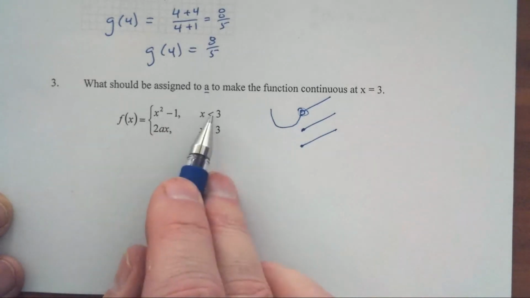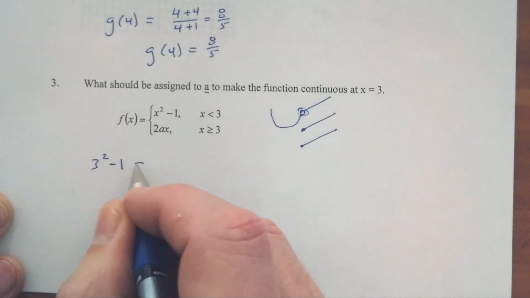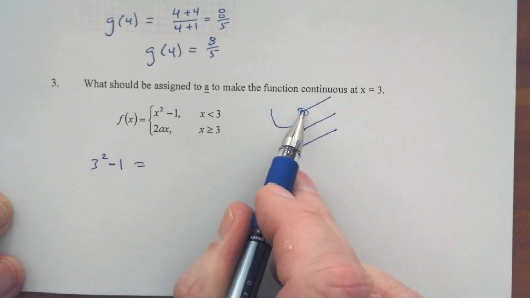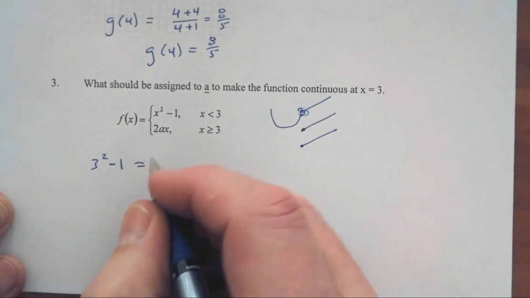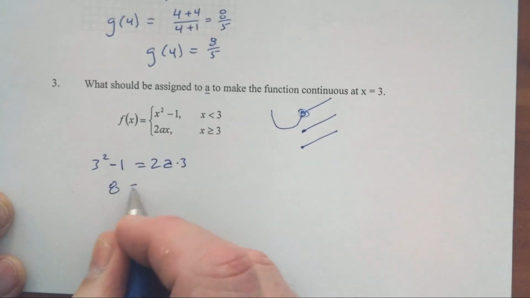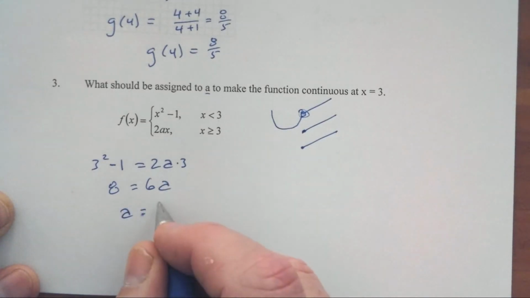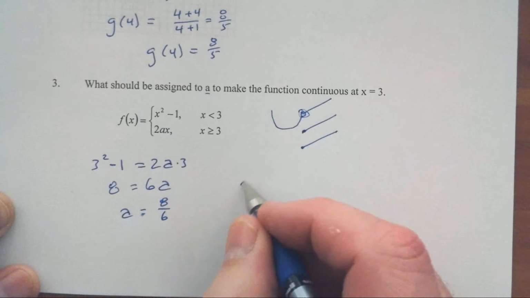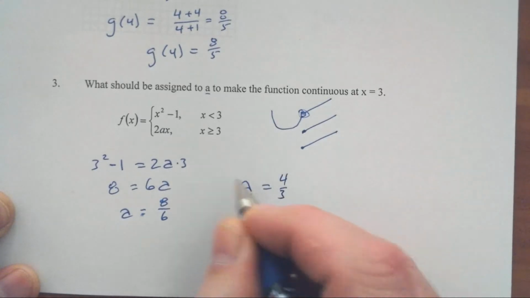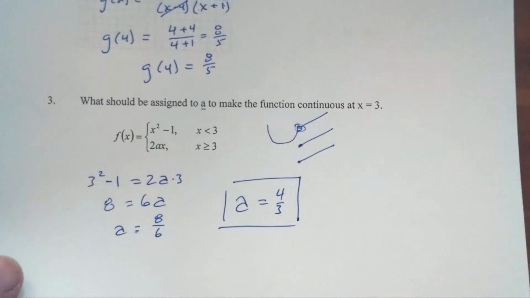Therefore, if I put 3 into the top function, 3 squared minus 1, I need that to be the same value as if I put 3 into the second, 2a times 3. So I get 8 equals 6a, or a equals 8/6, a is 4/3, final answer, nothing to it.